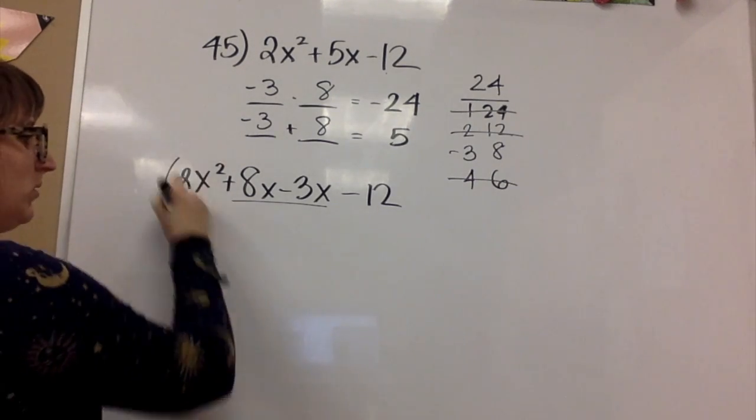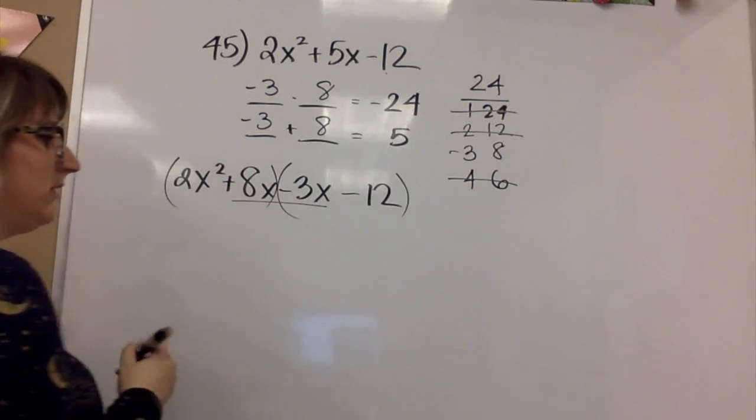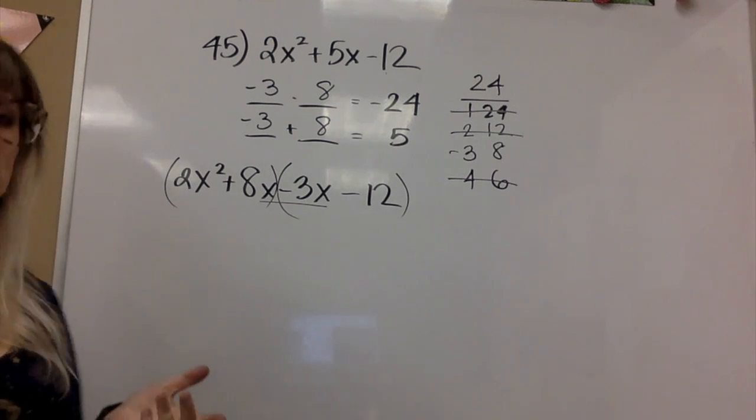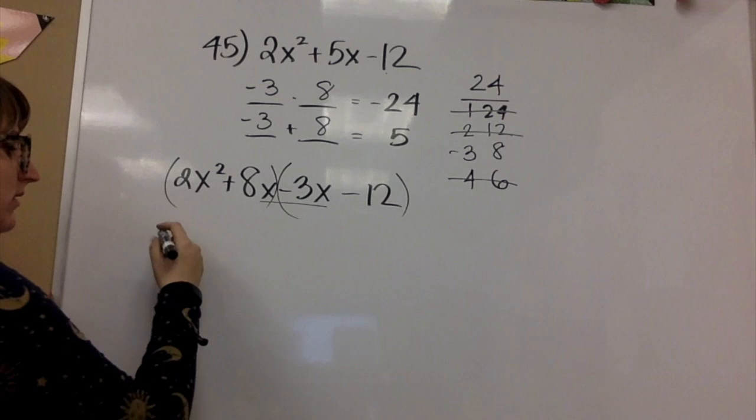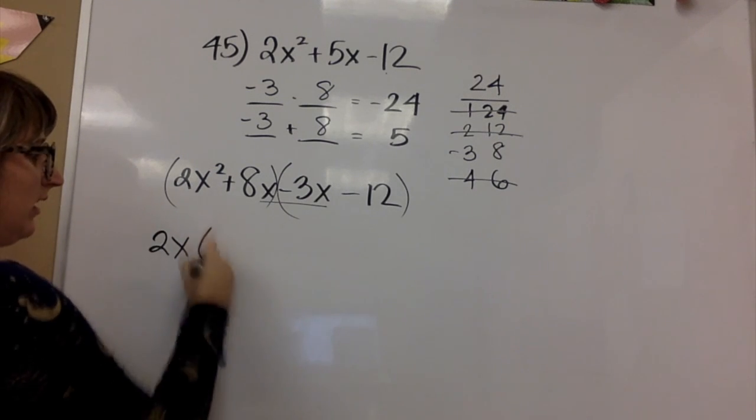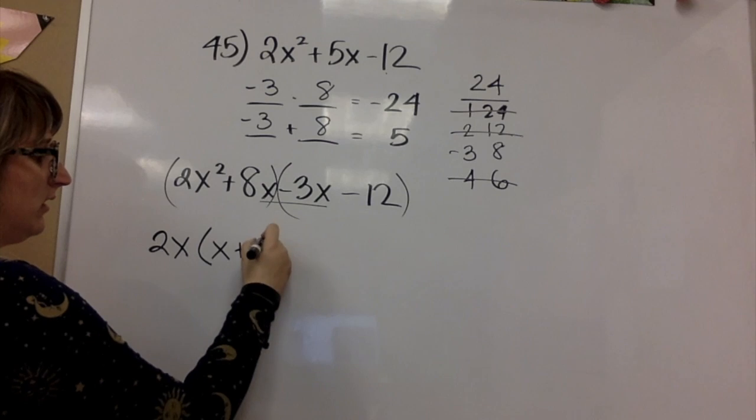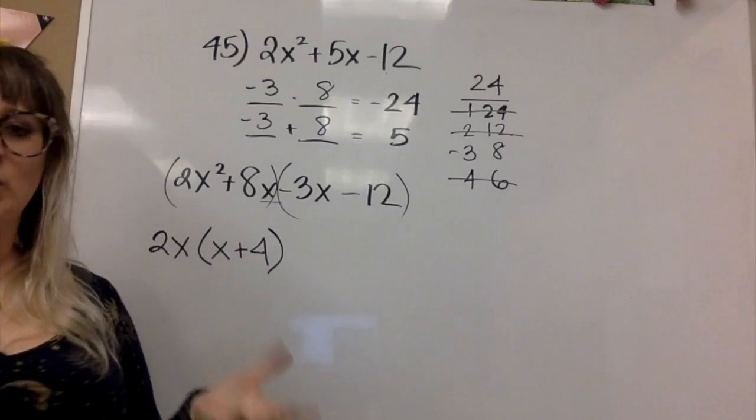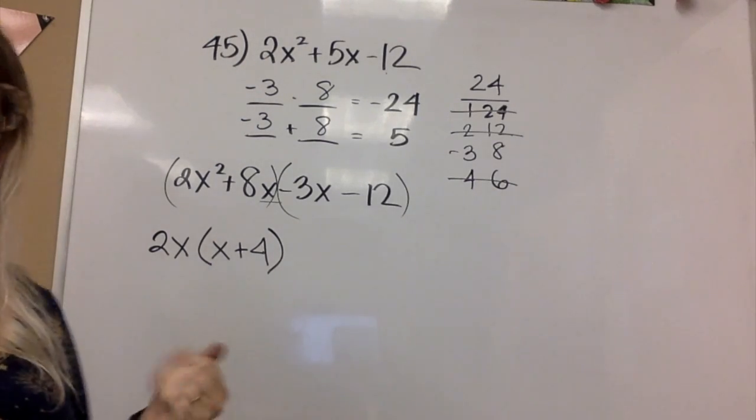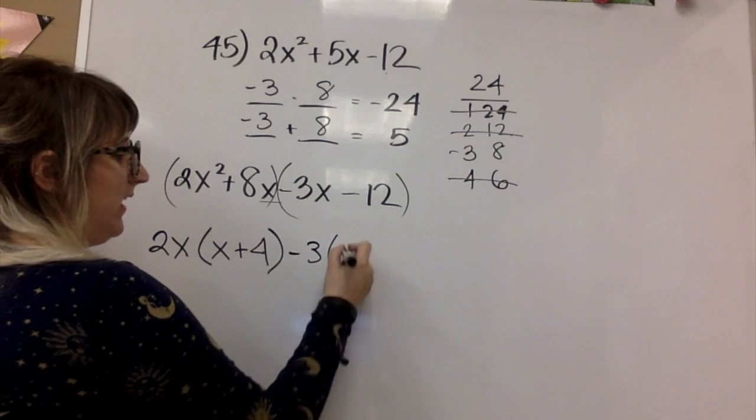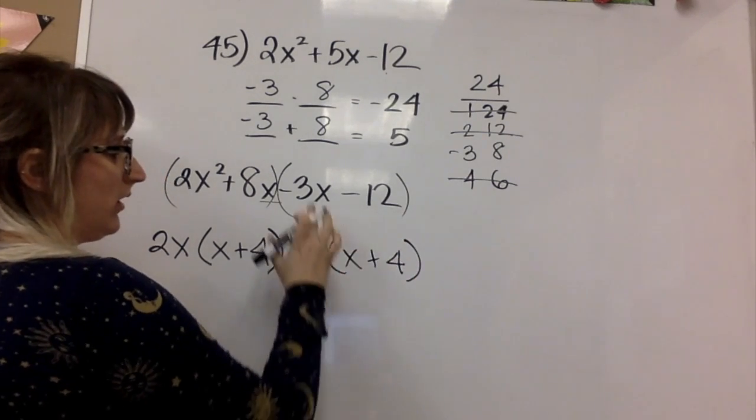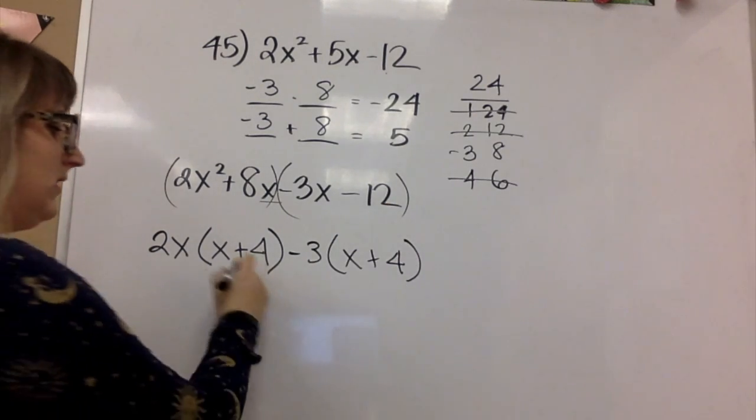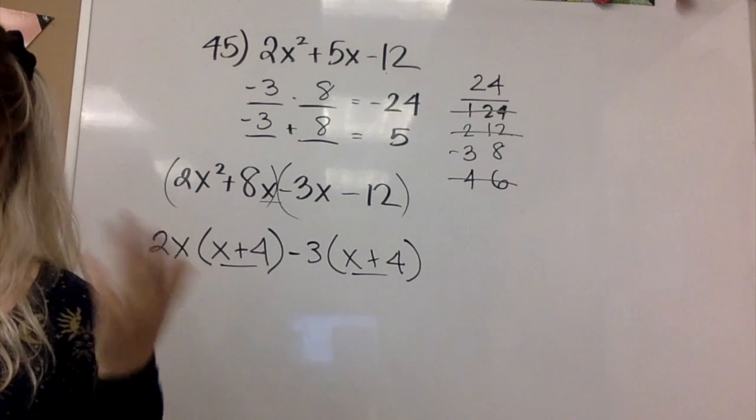So now I'm going to group this side and I'm going to group that side. So I look at 2x squared and 8x and I say to myself, what are the common factors? Well, the common factor is 2x, so I pull out a 2x and I'm left with x plus 4. And then 3x and 12, what's my common factor there? I'm going to pull out a negative 3. And then I'm left with x plus 4, because this divided by 3 is that, negative 12 divided by negative 3 is 4. Notice that these two match. If those two match, you know you did it correctly.